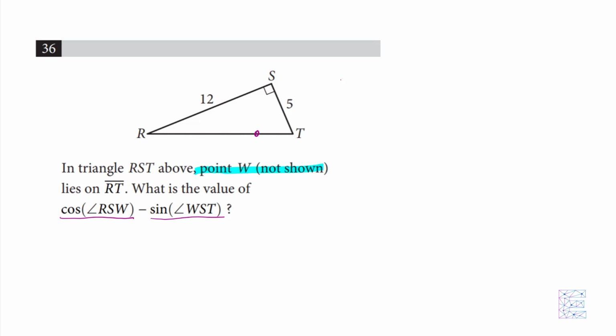I'm going to just drop it right here. Let's name this point W. And there's mention of an angle named RSW. So RSW, we have to drop it down here. That means it's this angle right here.